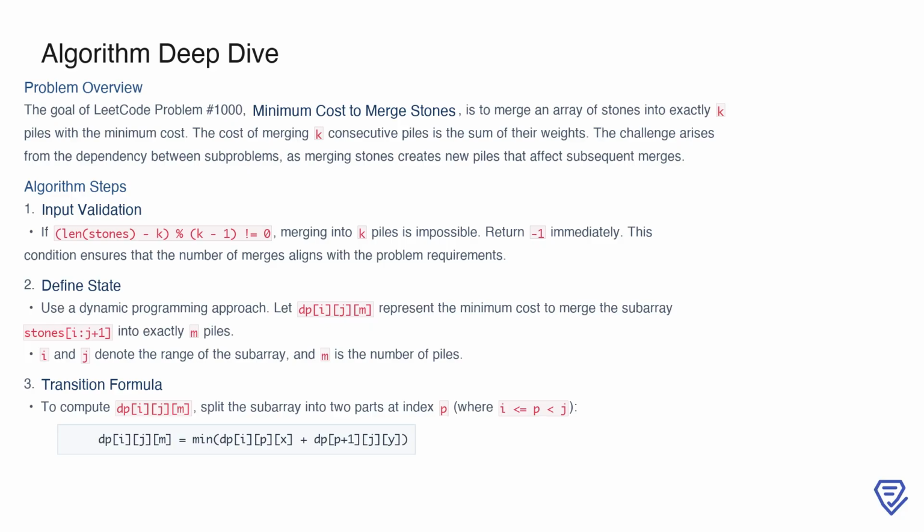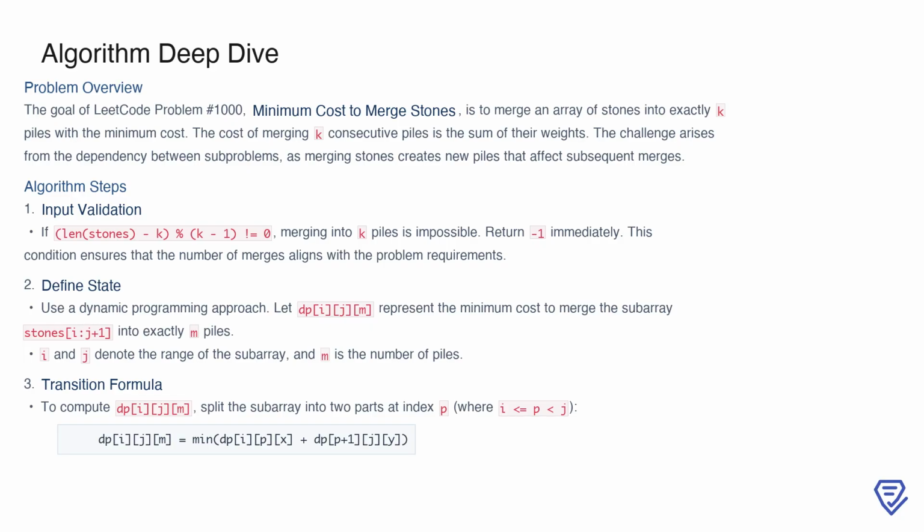To solve this, we start by validating the input. If the condition (len(stones) - 1) % (k-1) != 0 is true, it means that it's mathematically impossible to merge the stones into exactly k piles, so we return -1 immediately. For cases that pass this check, we define a dynamic programming state, dp[i][j][m], where dp[i][j][m] represents the minimum cost to merge the subarray from index i to j into exactly m piles.